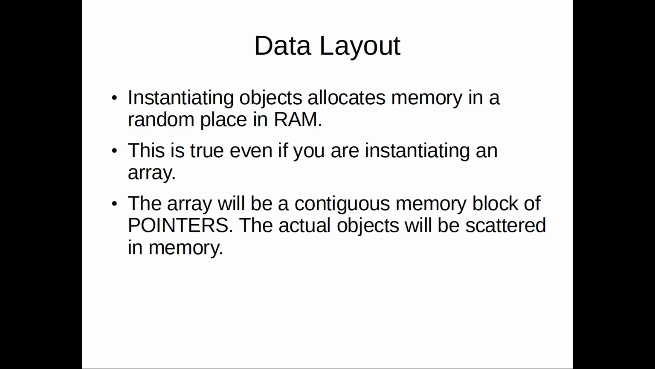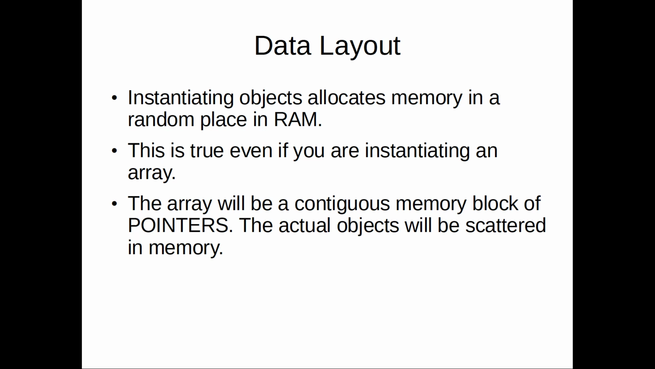So instantiating objects: whenever you create a new object in C#, it allocates memory in a completely random place in RAM for that object, right? You can't predict it, and it can be scattered in a variety of different ways. This is even true if you're instantiating an array. So let's say you want an array of 100 game objects or units or whatever, right?